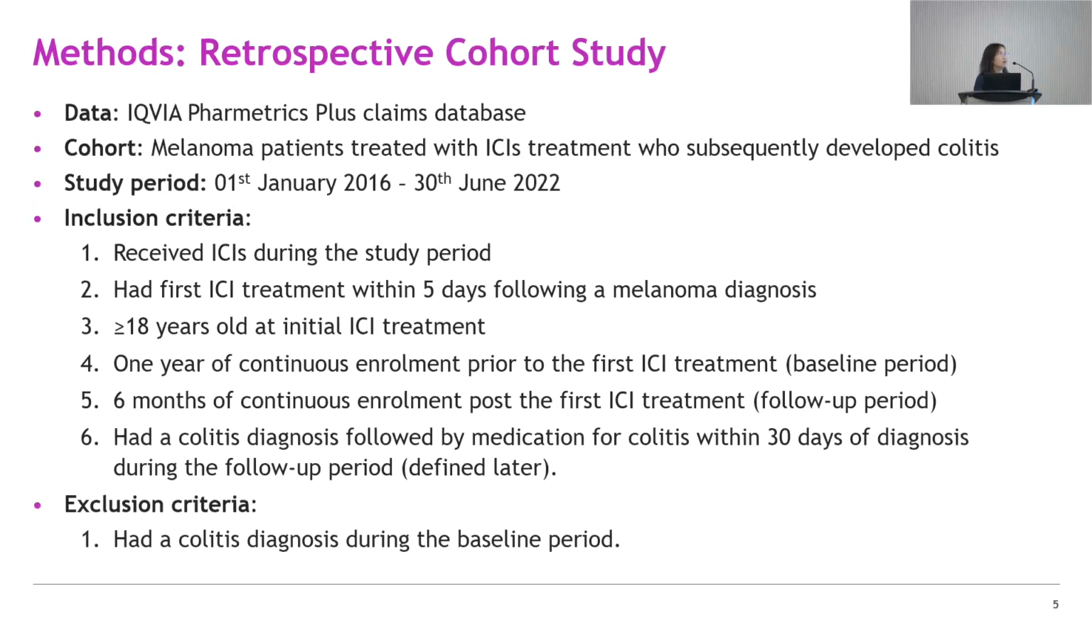This study is a retrospective cohort study. We used data from the IQVIA PharMetrics Plus claims database. This is a cohort of melanoma patients who received ICI treatment and also subsequently developed colitis. The study period is from January 1st, 2016 to June 30, 2022. Here is a list of inclusion and exclusion criteria that we used to identify patients from this claims database.